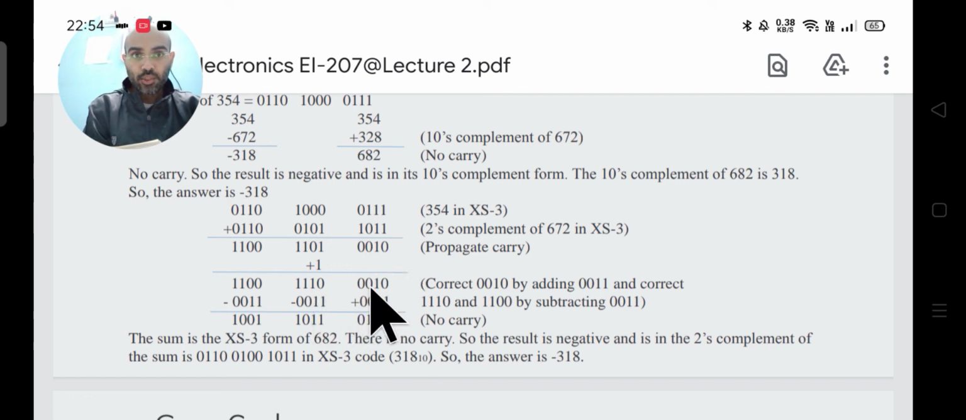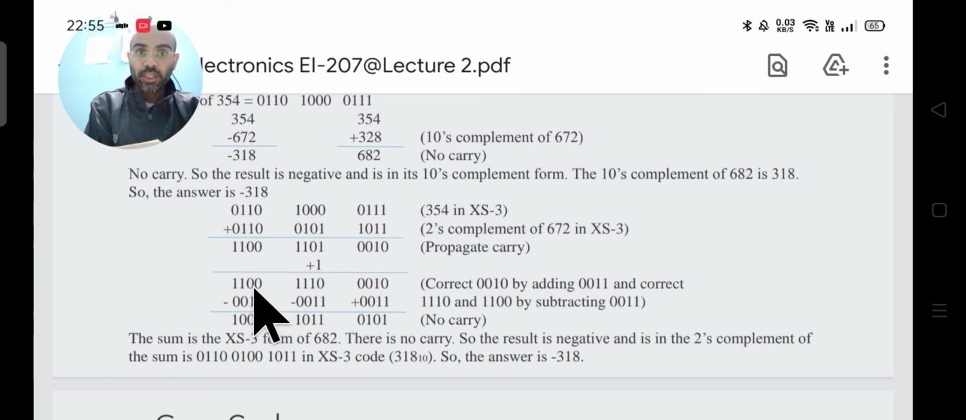In this group, we can see that a carry has been generated, so we will add 3 to it, because it is in excess 3. So this is what we know: if we perform the addition in excess 3 and a carry is generated, 3 should be added. In this case we can see that no carry is generated, so this group doesn't generate any carry, so 3 will be subtracted from such a group. Here also no carry is generated, so again 3 is subtracted from this group.